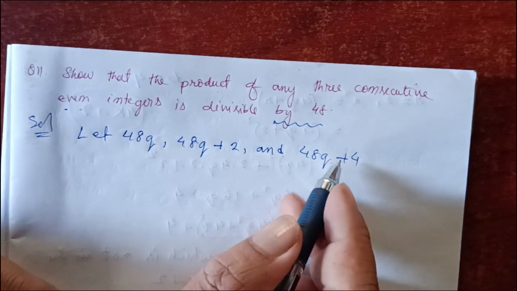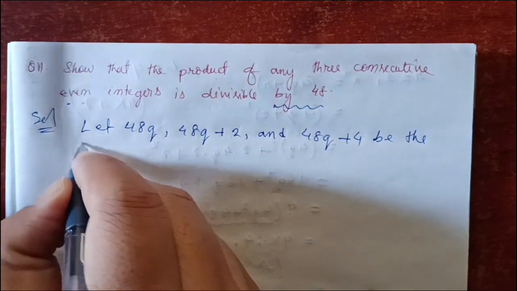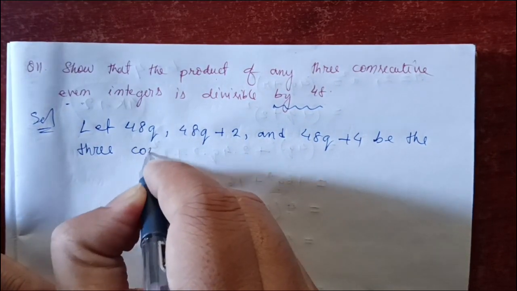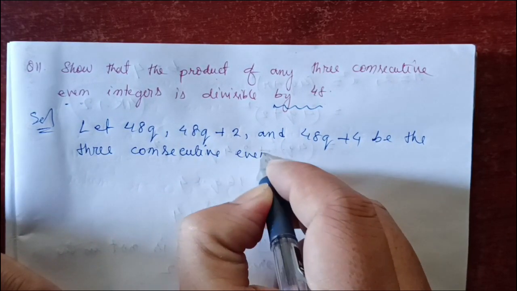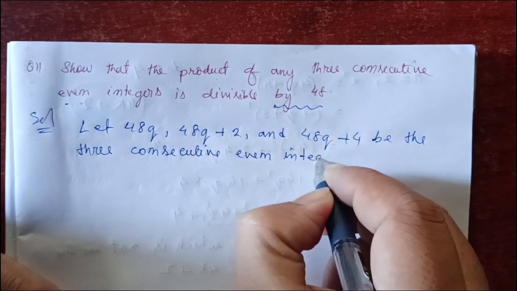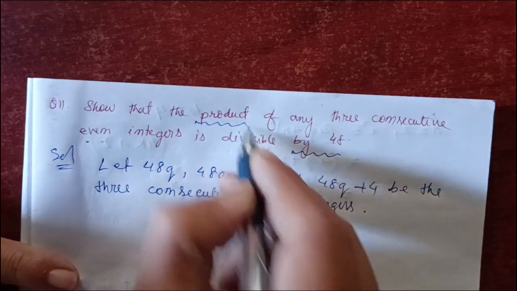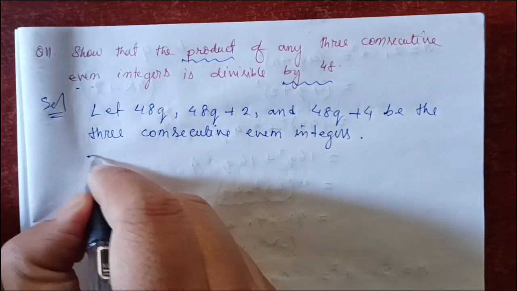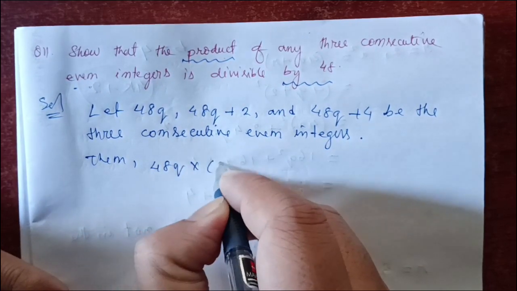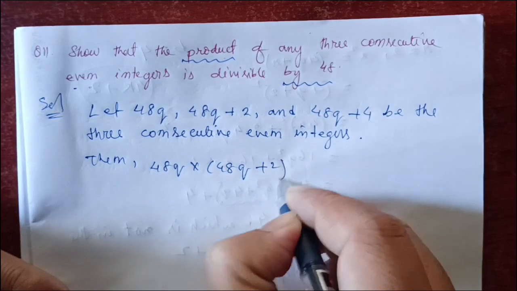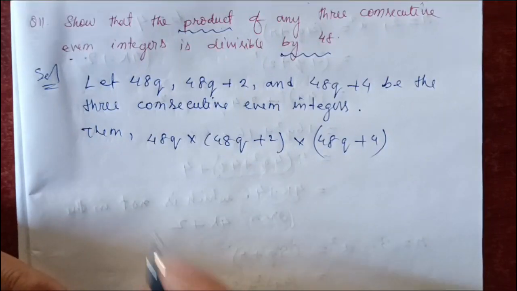48q, 48q plus 2, 48q plus 4 be the 3 consecutive even integer. Alright, then the question say product, find the product. Alright, then let's do the product. 48q multiplied with 48q plus 2 multiplied with 48q plus 4. Okay, now let us multiply.